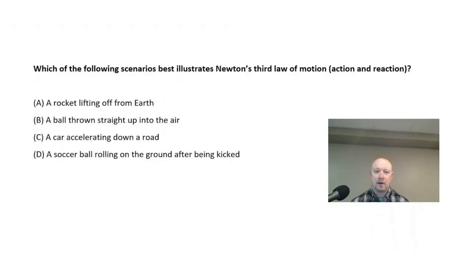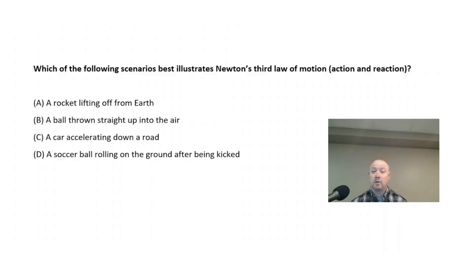Which of the following scenarios best illustrates Newton's third law of motion, action and reaction? Is it A, a rocket lifting off from Earth, B, a ball thrown straight up into the air, C, a car accelerating down a road, or D, a soccer ball rolling on the ground after being kicked?